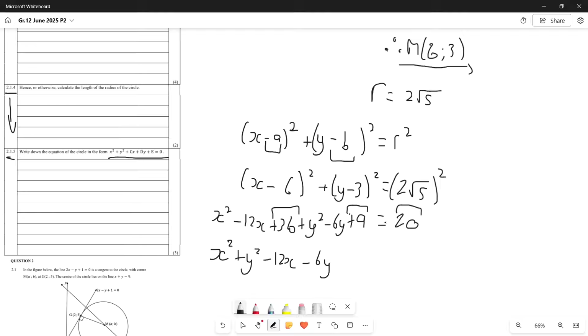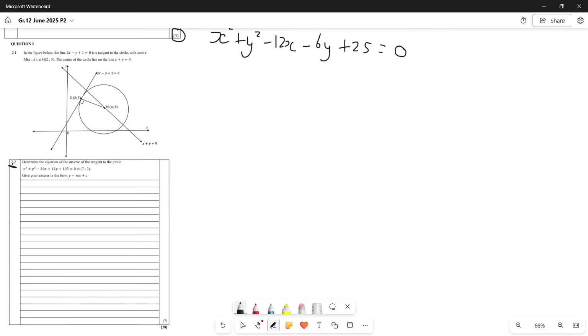When we take it over, it'll be negative 20. So we can just simplify them. 36 plus 9 is 45, minus 20 is plus 25. And that all equals 0, which means we have it in the form x squared plus y squared minus cx minus dy plus e, the value without any x's and y's on it. Cool, guys. And that is our answer there.